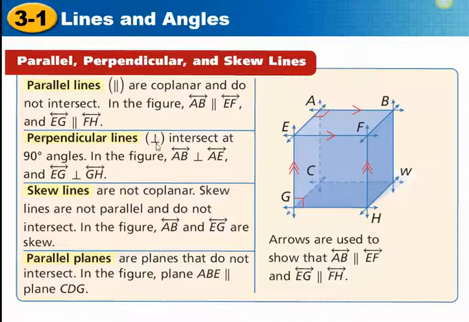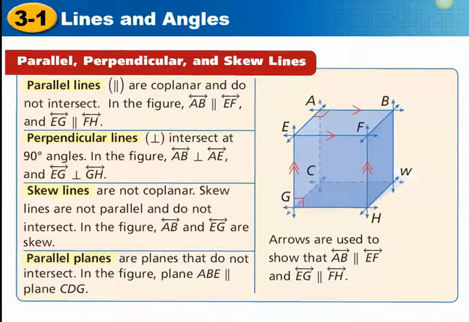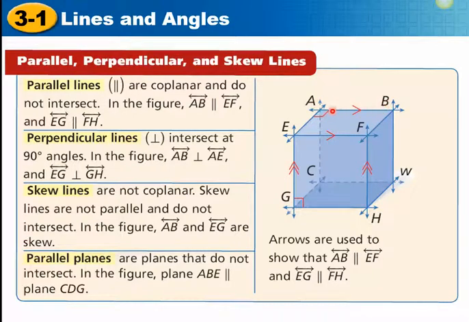Perpendicular lines, the symbol looks like an upside-down T, intersect at 90-degree angles. In the figure, line AB, where's AB? AB is up here. Get my pen here, my laser pointer. So AB is perpendicular to AE. Now we know that because there's a 90-degree right angle mark in the corner, not necessarily that they look like 90 degrees because it's drawn 3D. Also, EG is marked perpendicular to GH, and those ones even look like it, 90 degrees.